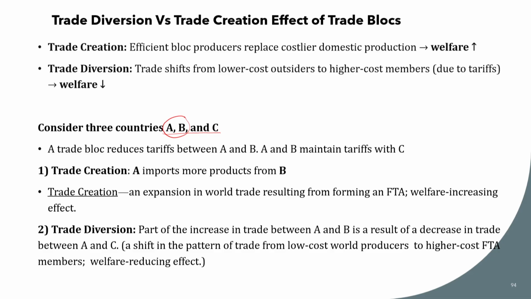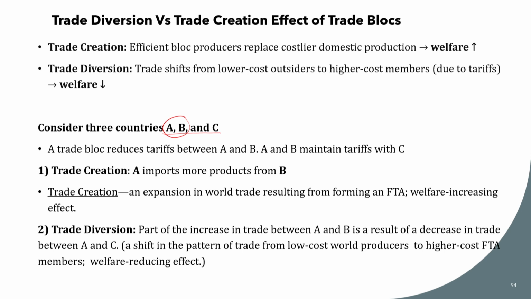In this case, trade creation means country A imports more products from B. Trade creation means an expansion in world trade resulting from forming an FTA. That means it's a welfare increasing effect. On the other hand, a welfare reducing situation can also emerge. That means trade diversion: part of the increase in trade between A and B is a result of a decrease in trade between A and C.